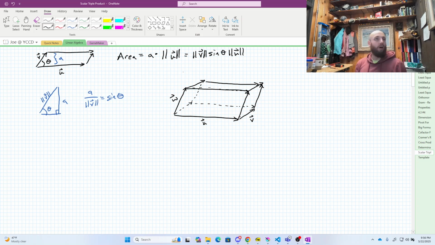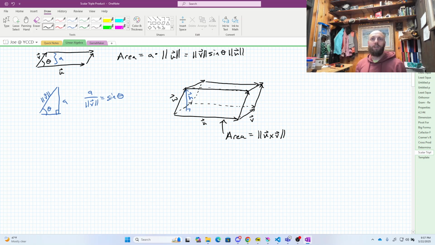Now, I'm going to draw a line that's going to be a bit like my altitude. That's going to be a vector that starts down here and goes directly up to this corner, and that vector is perpendicular to the plane that it's sitting in. I'm going to call that vector h for height. Okay, so here's a couple of things I know. I know that the area of the base here is equal to the magnitude of u crossed v.